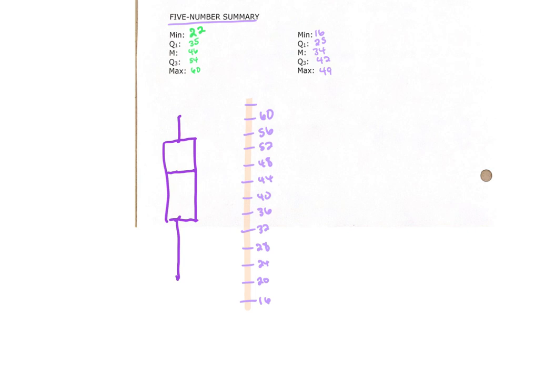Okay, so I want to do the same thing with this other graph. So 16, 25, 34, 42, and 49. Okay, and then same thing. So make your box first. That's what I like to do. And then draw in your median, and then draw your whiskers. Okay. All right.